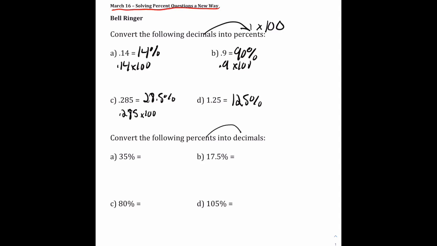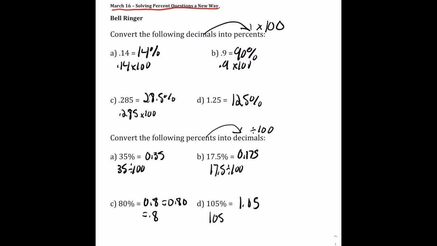For these questions, percent to decimal, you're going to be dividing by 100. It's the opposite. Instead of going from decimal to percent, we're going percent to decimal, so we do the opposite of multiplication, which is division. 35 divided by 100 is 0.35. 17.5 divided by 100 is 0.175. This should be 0.8 or 0.80, 8 tenths, they all work. And this one should be 1.05. Again, 105 divided by 100.